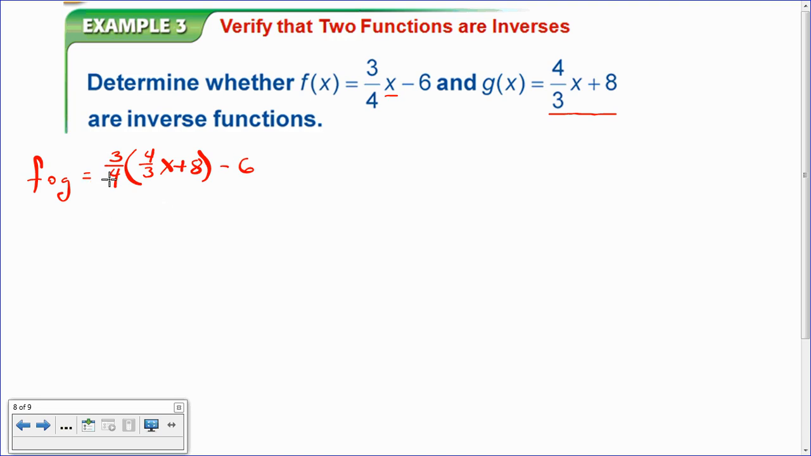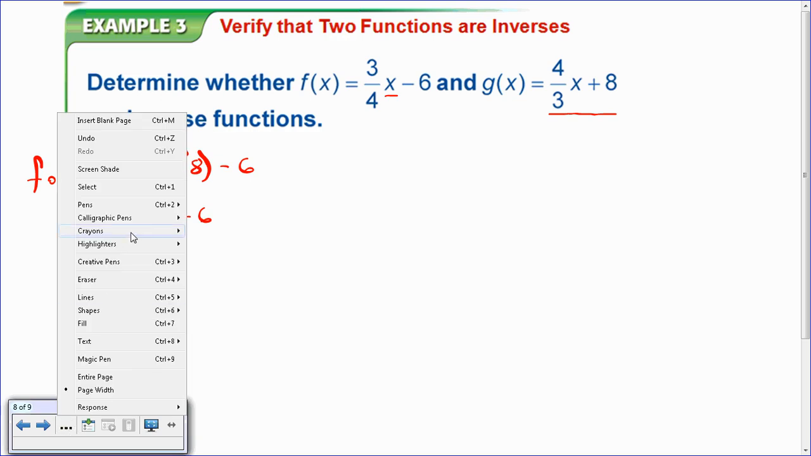All right, now we need to go ahead and distribute our 3/4. So 3/4 times 4/3 x is just x. And 3/4 times a positive 8. Remember my trick. 8 divided by 4 is 2. 2 times 3 is 6. That's going to be plus 6. And then I've still got my minus 6 there. x plus 6 minus 6 is x. Now, if I'd gotten anything other than x right here, that would mean they're not inverses. Okay? So since this is just x, that means I need to go over here now and check this one.